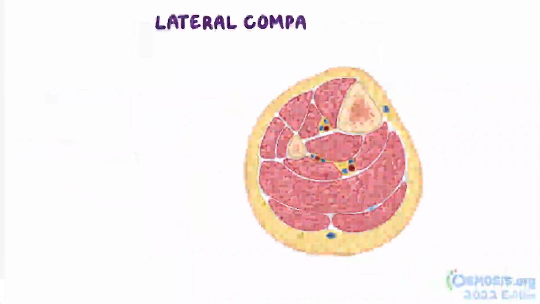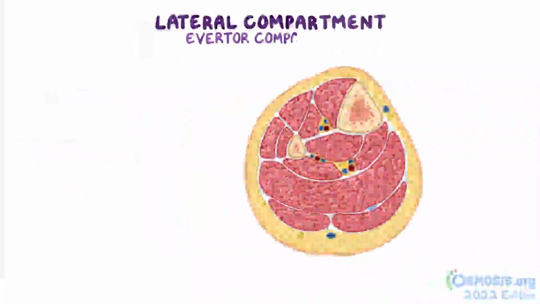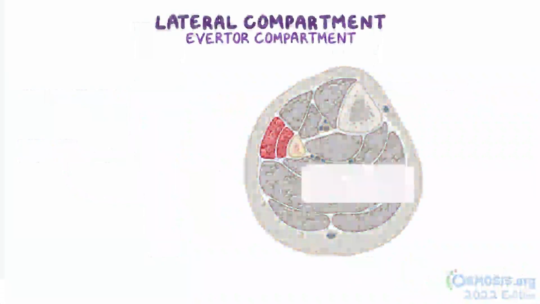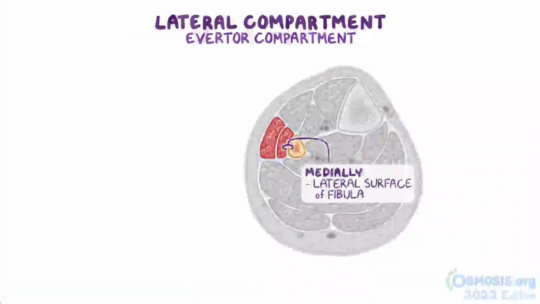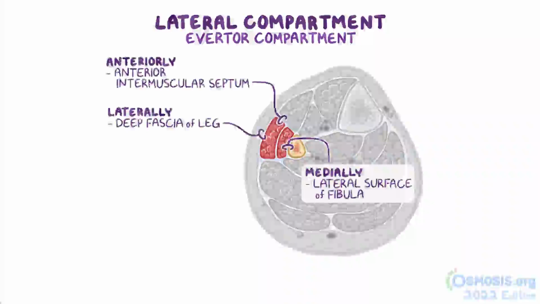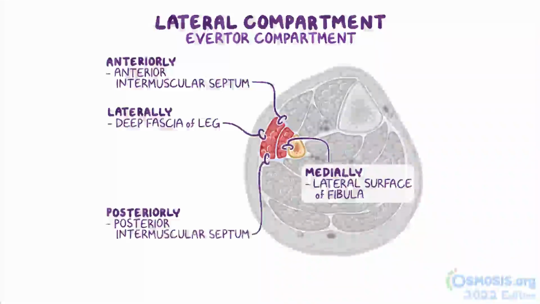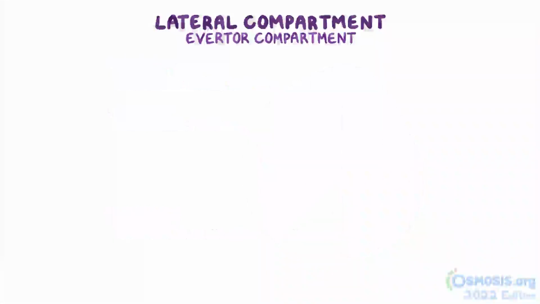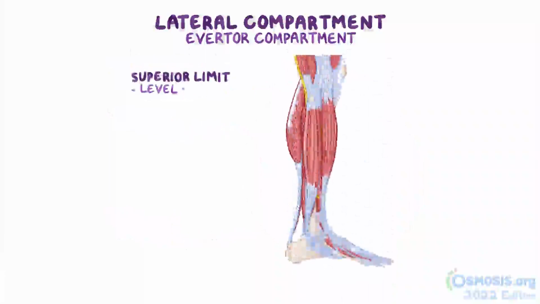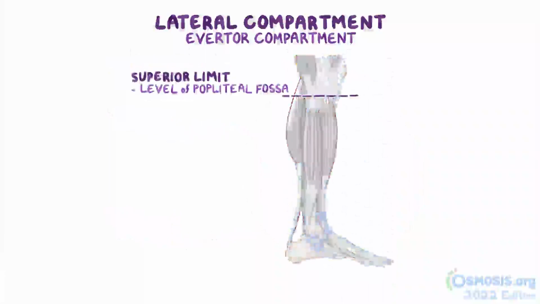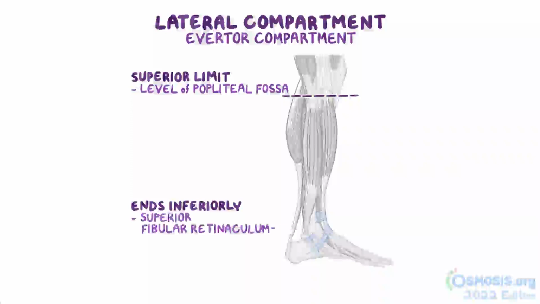Moving on to the lateral compartment of the leg, or the everter compartment, this space is bound medially by the lateral surface of the fibula, laterally by deep fascia of the leg, anteriorly by the anterior intermuscular septum, and posteriorly by the posterior intermuscular septum. From its superior limit at the level of the popliteal fossa, the lateral compartment ends inferiorly at the superior fibular retinaculum.